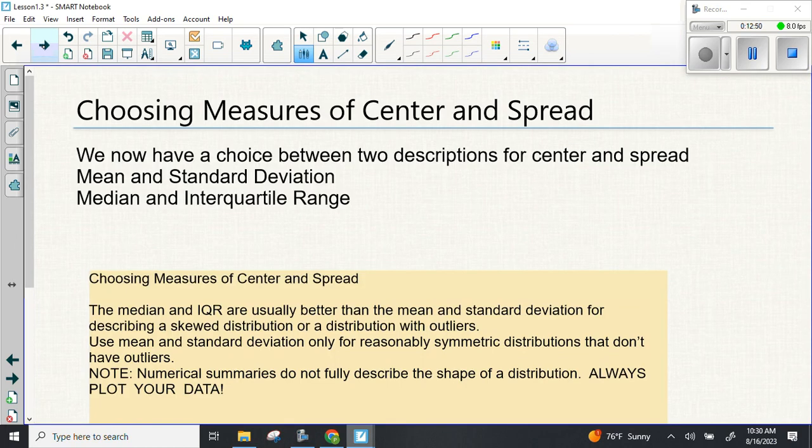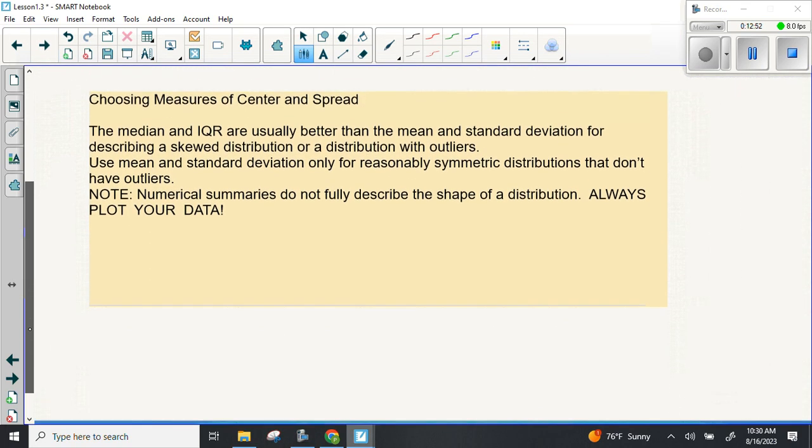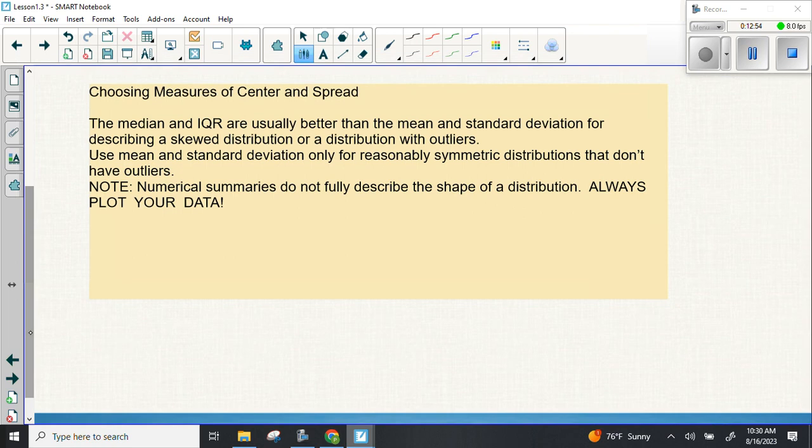So this is what I was alluding to. You have to choose the correct measure of center and spread. If your data is roughly symmetric, we will use mean and standard deviation for measures of center and spread respectively. If we see data that is skewed or has identified outliers, then we are going to use median and interquartile range for measures of center and spread respectively.